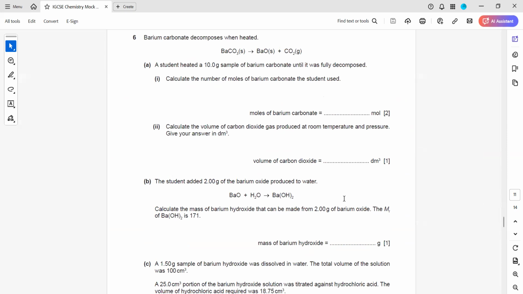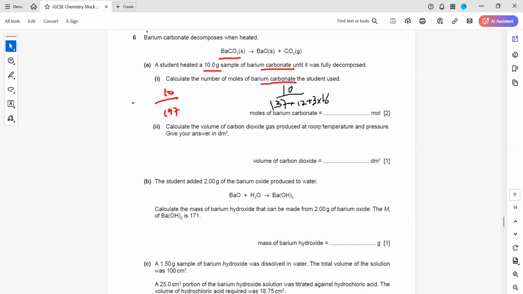This question is about moles. A student heated 10 grams of a sample of barium carbonate until it was fully decomposed. Calculate the number of moles of barium carbonate that the student used. Moles equal mass in grams over molar mass. The mass in grams is 10. For the molar mass of barium carbonate, you have to use a periodic table. The mass of barium is, I guess, 137, plus carbon is 12 times 1, plus oxygen is 16 times 3, 48. So 48 plus 12 is 60, 60 plus 137 is 197. So it will be 10 divided by 197.